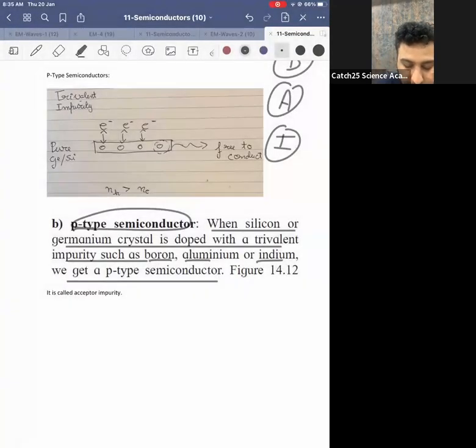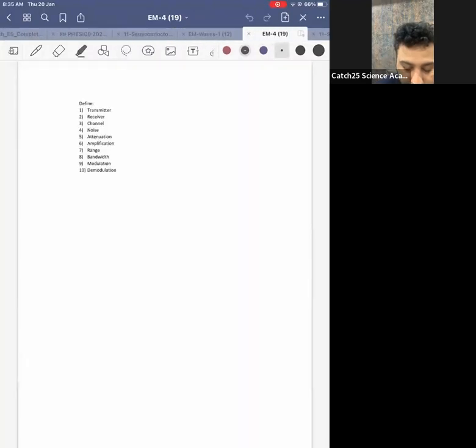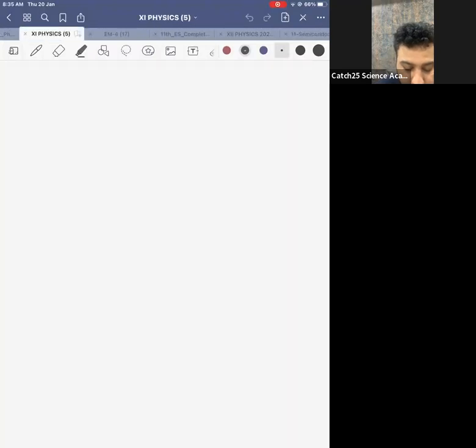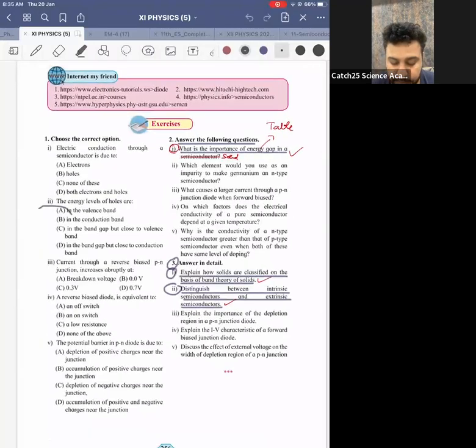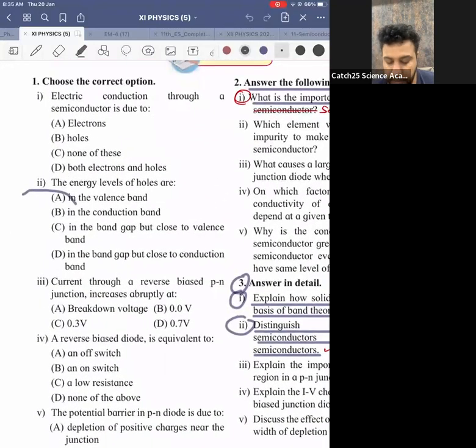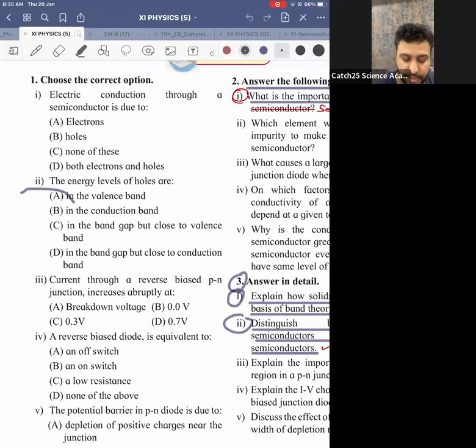I will show you some questions from the book back. So just go to your book back. See the first MCQ and tell me what do you think should be the answer for this MCQ. First one. Check and tell me.